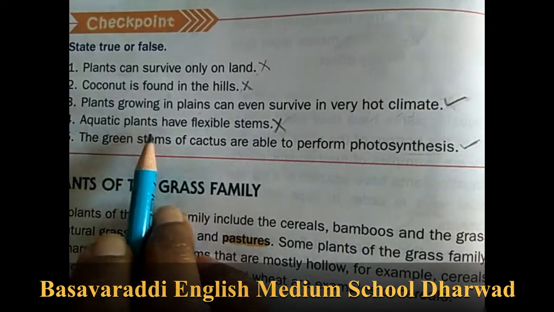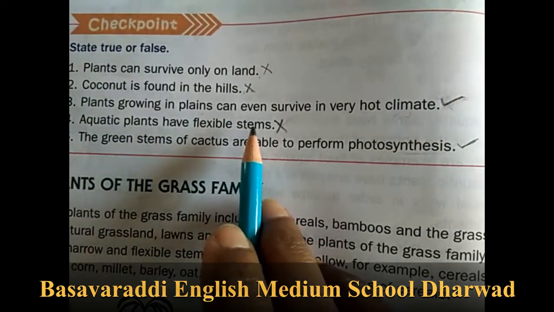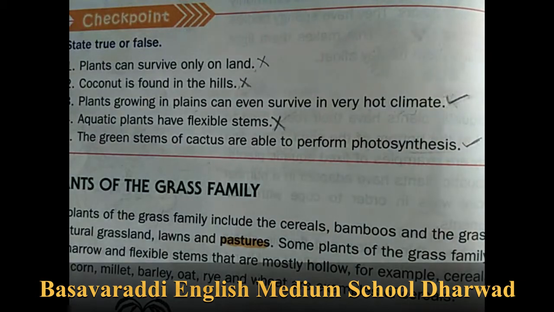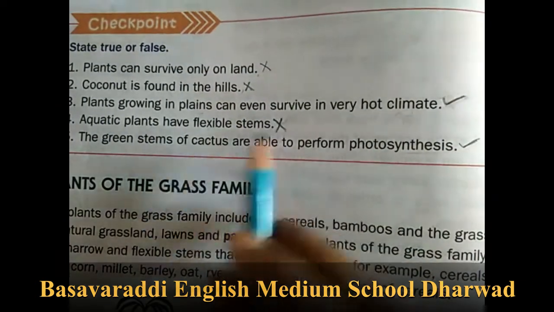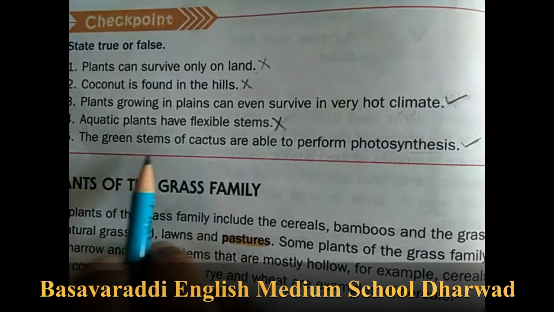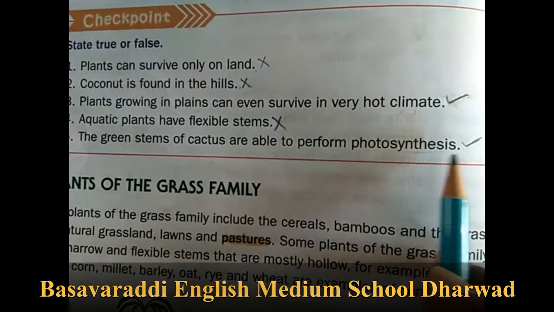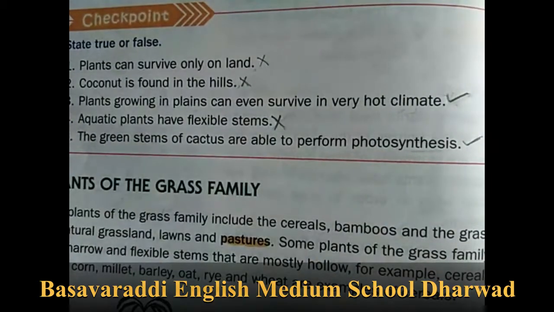The aquatic plants have flexible stems. False. Underwater plants have flexible stems. Fifth one, the green stems of a cactus are able to perform photosynthesis. Yes, the statement is correct.